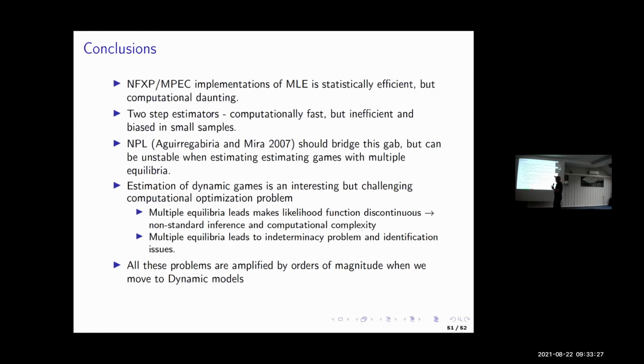But estimation of dynamic games is interesting, though really a challenging computational problem, because multiplicity leads to discontinuous likelihood functions. We saw the cliff, right? That's already making the problem harder. It also gives non-standard inference, and multiplicity of equilibria also leads to indeterminacy and identification issues. And once we go to dynamic games, this is amplified by orders of magnitude, because there could be so many more equilibria. I think that's it.